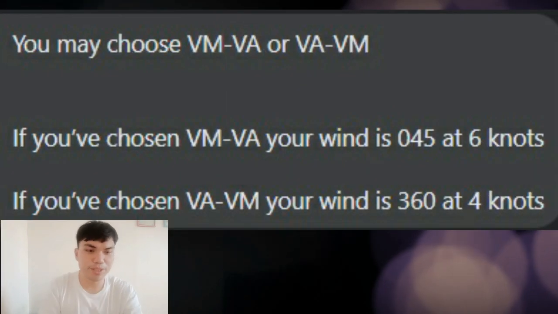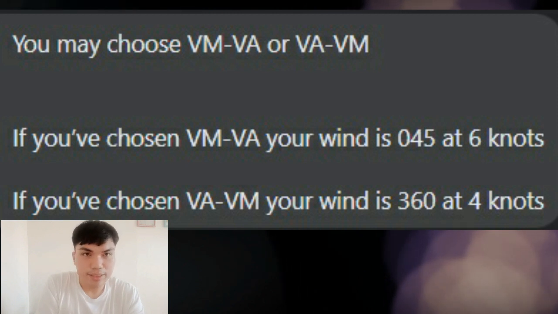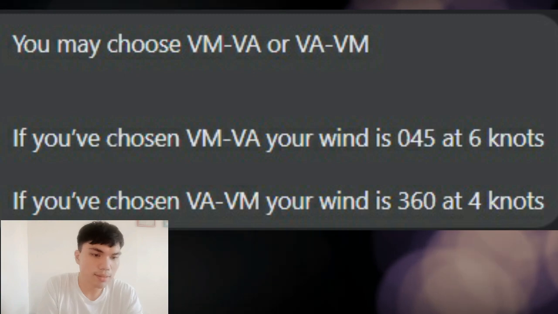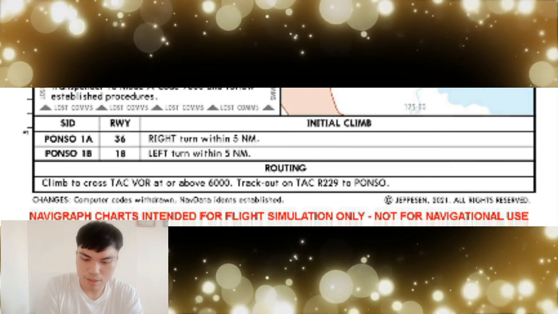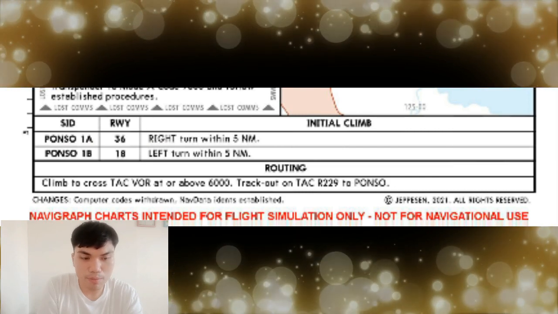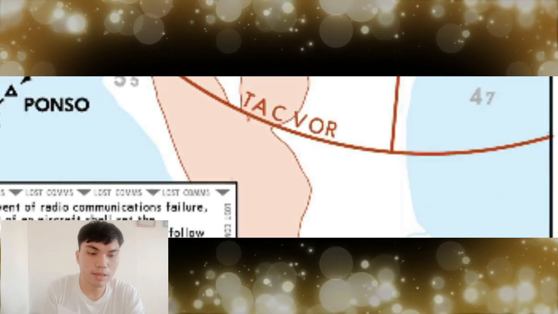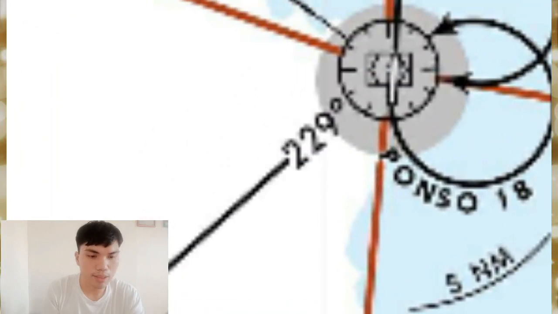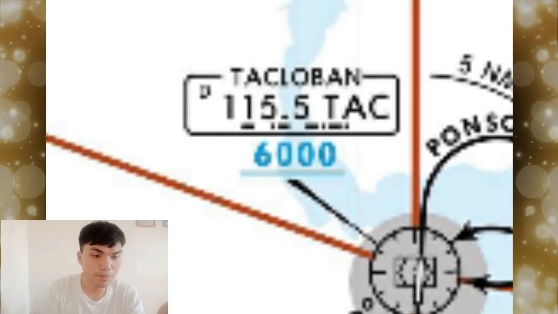So here are the conditions. Wind 360 degrees, 4 knots. That's north. So we're gonna use runway 18. Runway 18 is Ponso 1 Bravo. And the outbound radial is 229. 6,000 feet is even. Half moon principle.